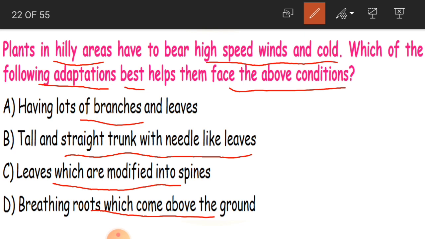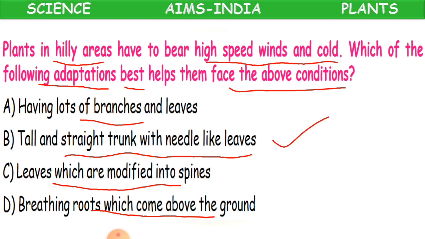Which option will best help these plants in hilly areas to face the winds and cold? Okay, so what will be the answer, children? That is the B option. Because they have a tall and straight trunk with needle-like leaves, they are able to face the winds and cold. Okay, clear? Option B is the correct answer.